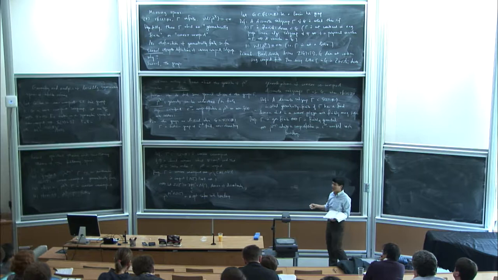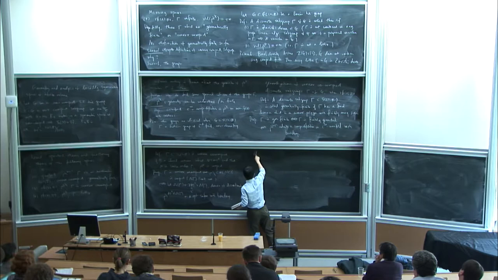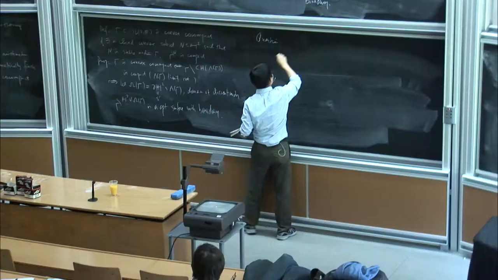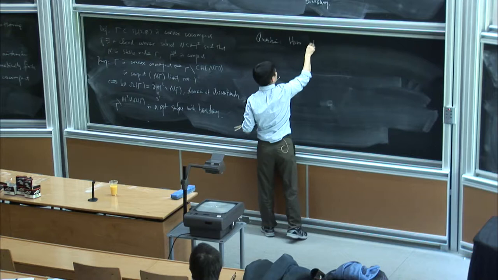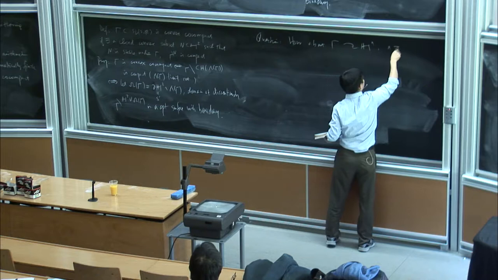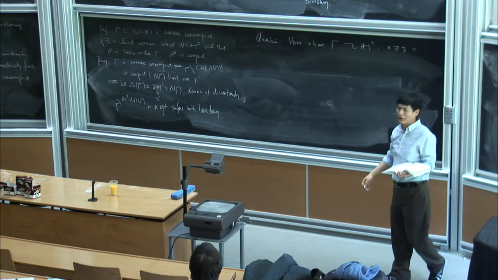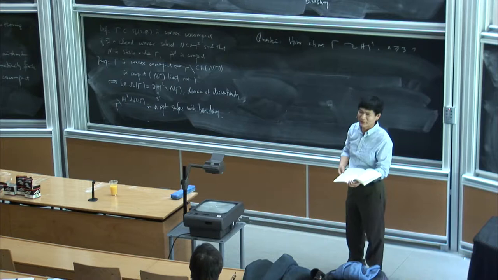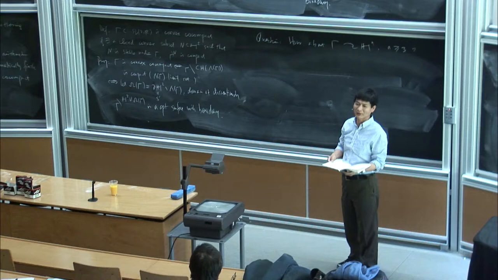So the question is, how about for gamma acting on H^n, n bigger or equal to 3. What do you think? Does the same thing hold? Well, from 2 to 3 or 4 should be fairly similar. It turns out that some of them work, most of them fail. Okay, let me write down a few remarks.